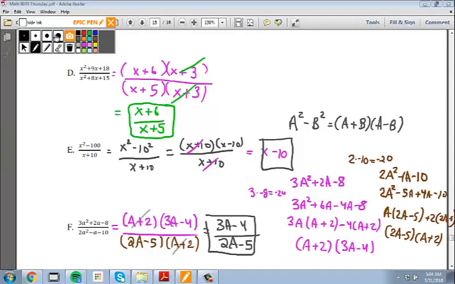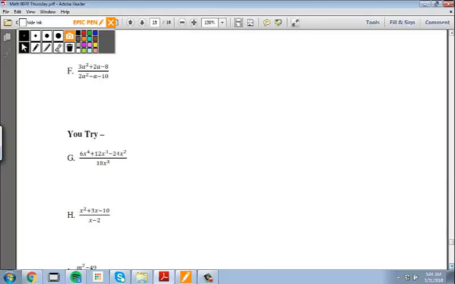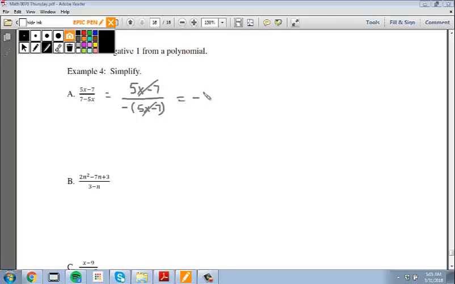Alright, so let's move on to the last page in this section here, and it's factoring a negative 1 from a polynomial. So we talked about that in the past, but if you look at example 4a, 5x minus 7 over 7 minus 5x, if I factor a negative 1 out of the denominator, that makes that into a 5x minus 7, and then you cancel the 5x minus 7, so it's actually negative 1.